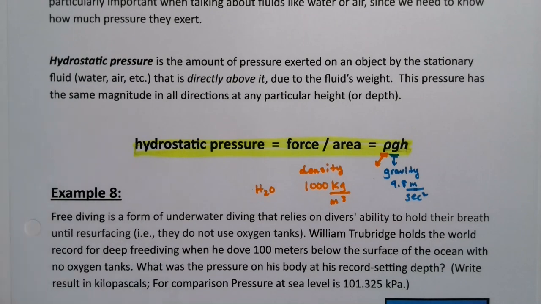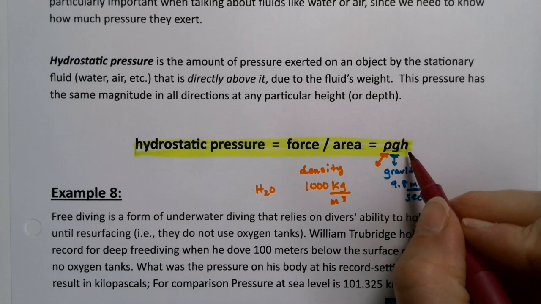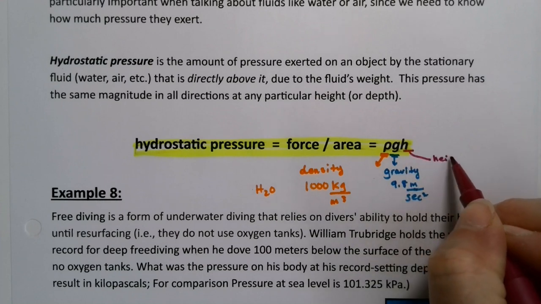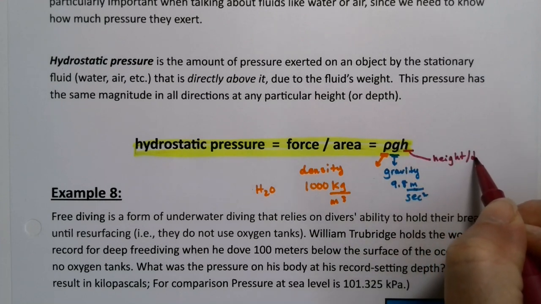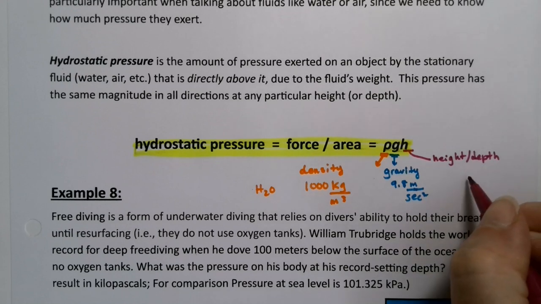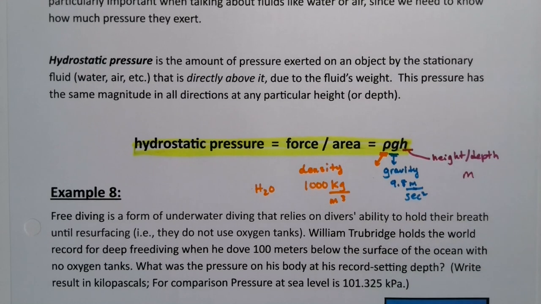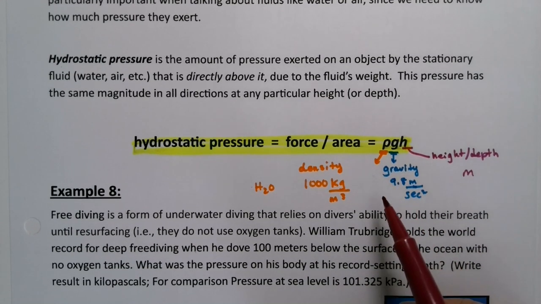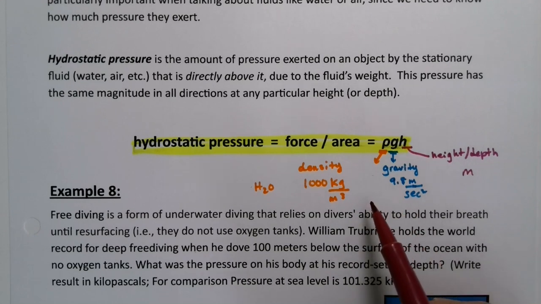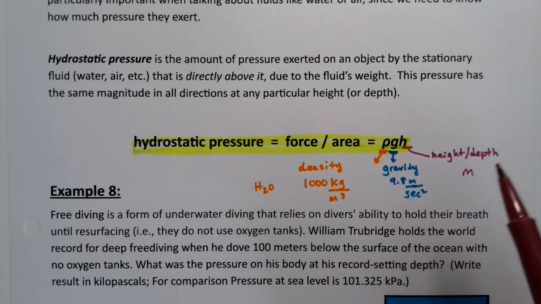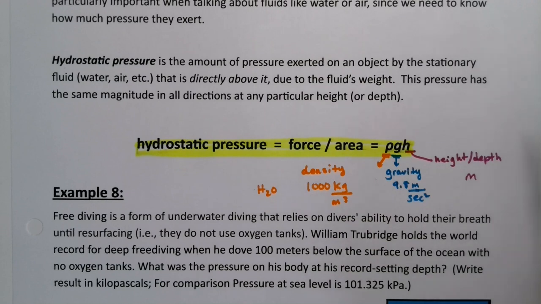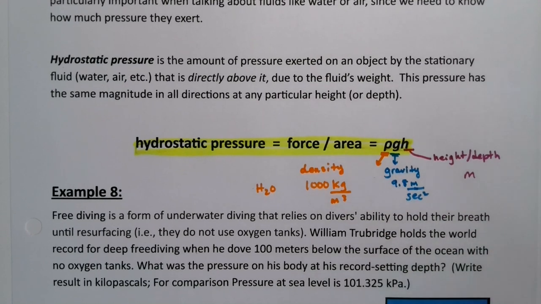Okay, so if it's something other than water, then it would have a different density, obviously. And then the height or depth would be measured in meters, right? And so that would get us kilograms divided by meters seconds. So it would end up being pascals, right? So it would be newtons divided by meters squared, I should say.